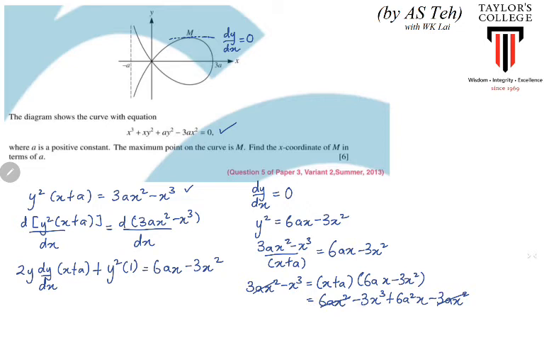If I bring this negative 3x cubed over to the right hand side, I get 2x cubed on the left hand side. So this becomes 2x cubed equals 6a squared x. I can drop one x, and this becomes x squared. So therefore my x relation with reference to a becomes x squared equals 3a squared. So therefore x will be equal to square root 3a.